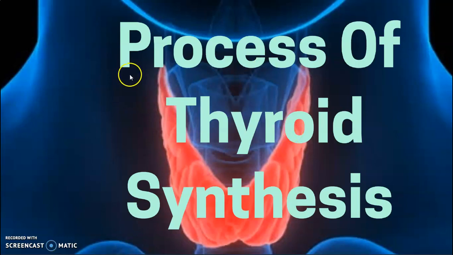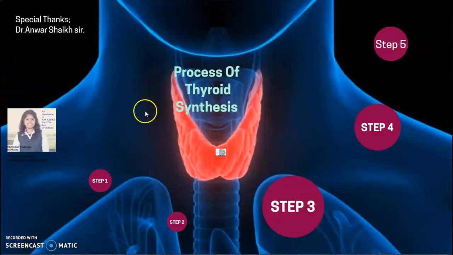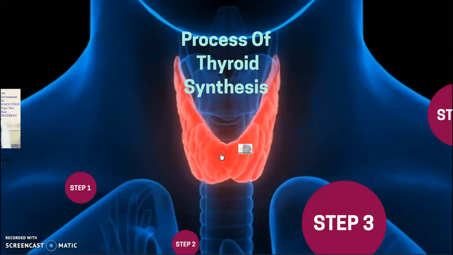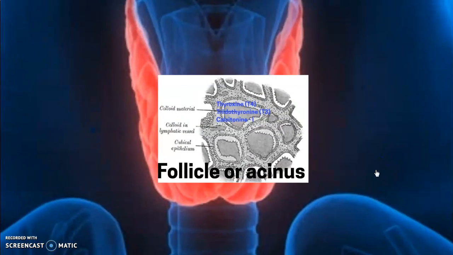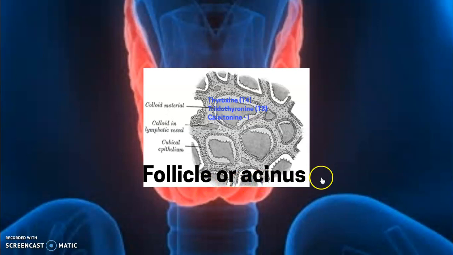Today we will start with our next chapter, that is the process of thyroid synthesis. The thyroid gland contains a cell. The name of that cell is the follicle cell or acinous cell.